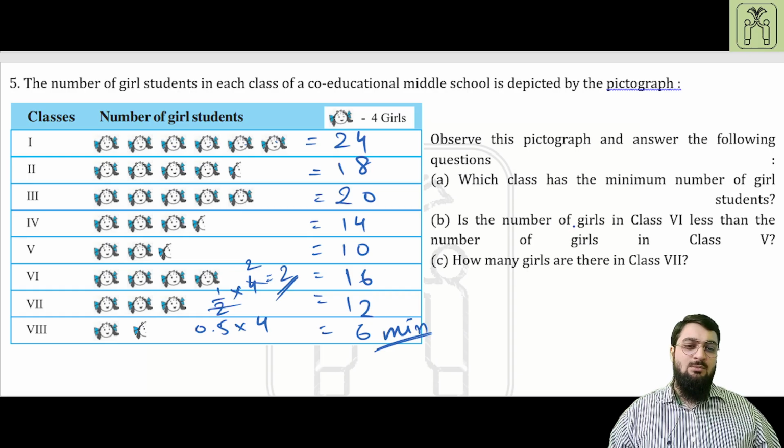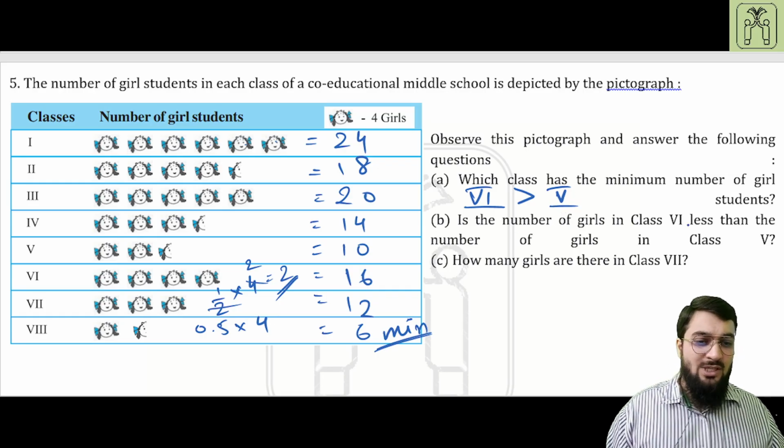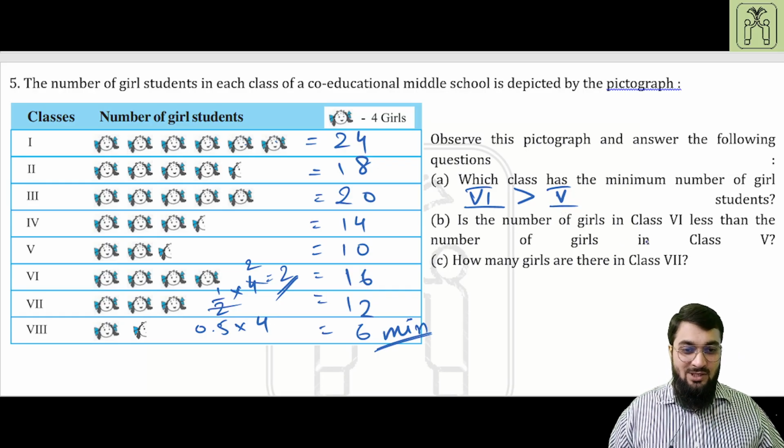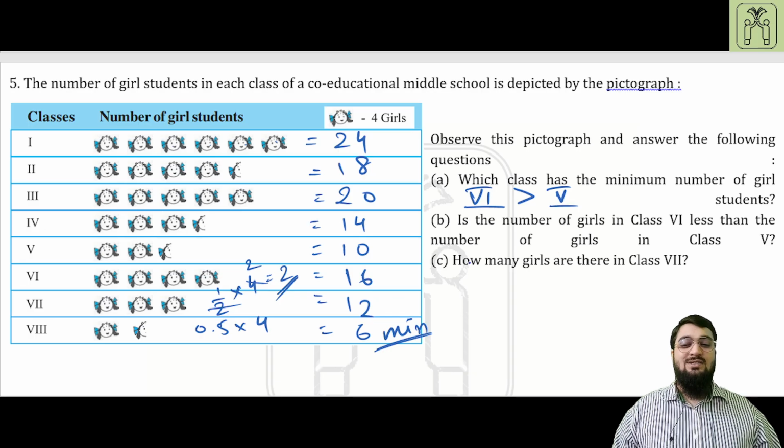Part B, is the number of students in class 6 less than number of students in class 5? So we will compare class 6 and 5. So this means that class 6 students are more than class 5 students. So the number of students in class 6 less than number of students in class 5? No, that is actually the opposite. Number of students in class 6 is more than the number of students in class 5.